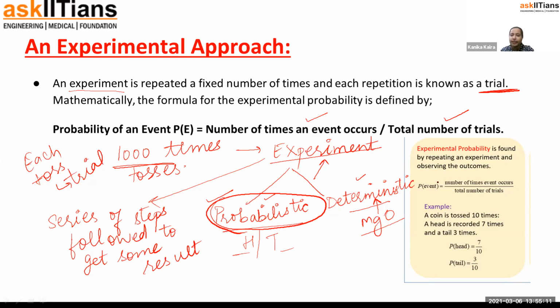For example, here they have taken a coin which is tossed 10 times, and head is recorded 7 times, tail is recorded 3 times. So the probability of getting a head would be 7 upon 10. That's the required event over the total number of trials. Similarly for tail, it would be 3 over 10. As I told you, probability cannot be greater than 1. The probabilities associated with a single experiment, when you add them, give the result 1. You cannot have probability greater than 1.